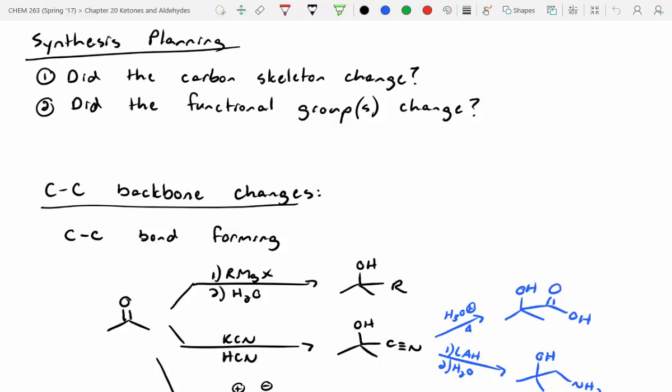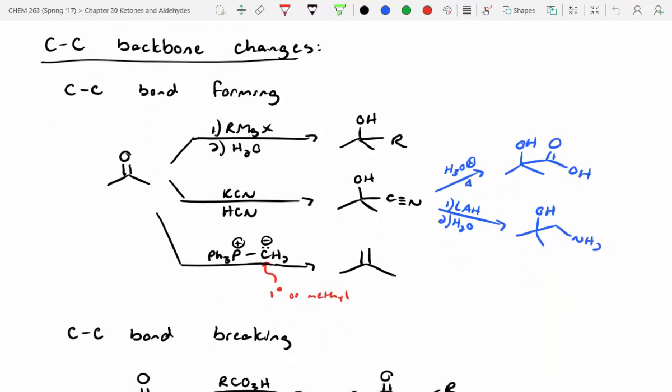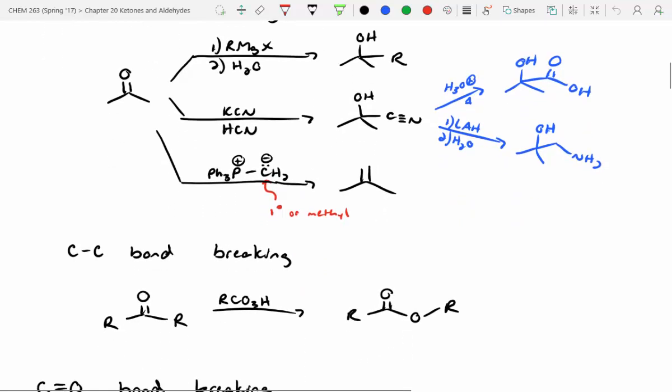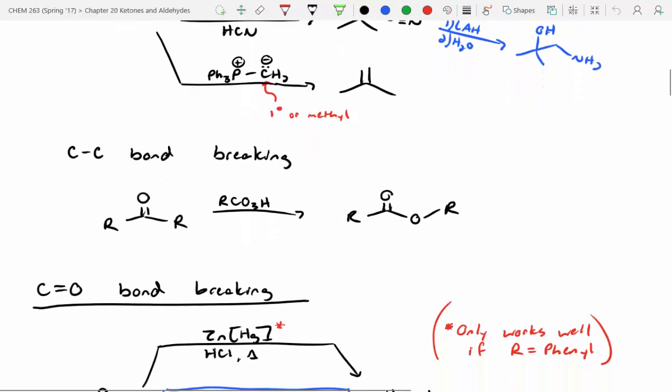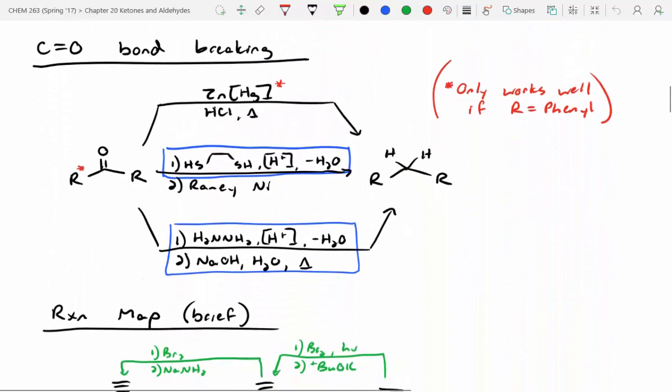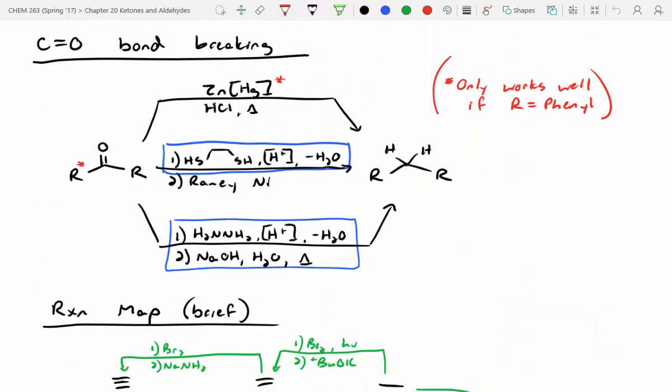Count your carbons first. In this chapter, we did C-C bond forming reactions. So for example, if you've got a ketone, you can add in a Grignard reagent, you can add in cyanide, you can use a Wittig reagent, and then we said if you do the cyanohydrin formation, you can even functionalize that further to a carboxylic acid or an amide. And we also covered some bond-breaking reactions like the Baeyer-Villiger oxidation. And then down here we've got these C-O bond-breaking reactions where we can take a carbonyl and basically replace it with 2 hydrogens.